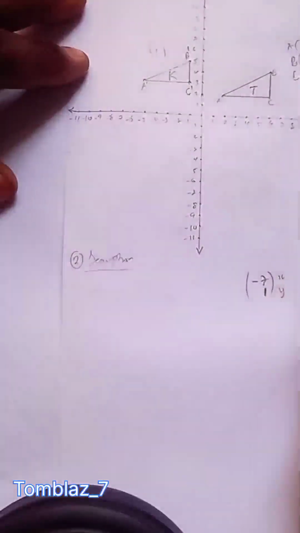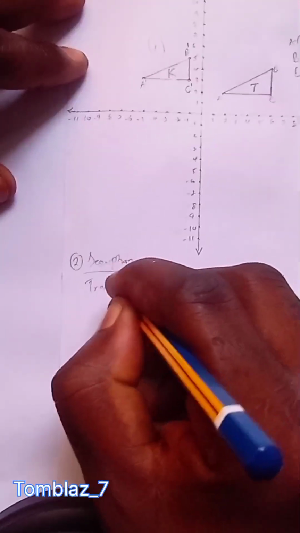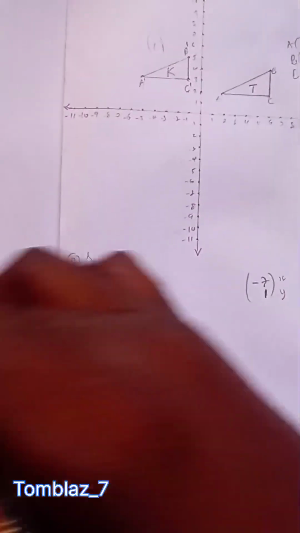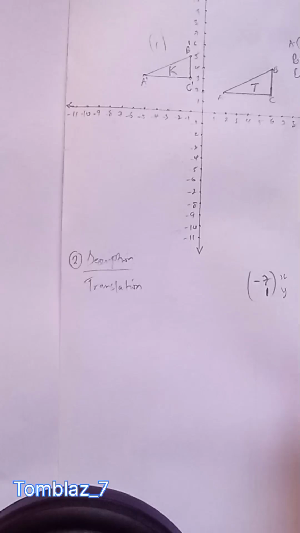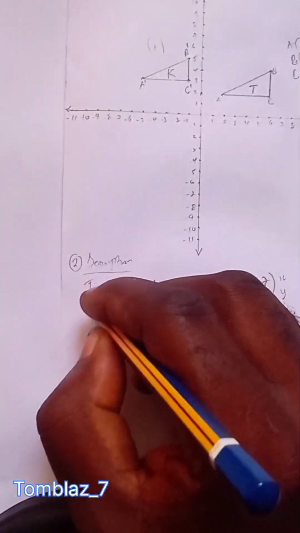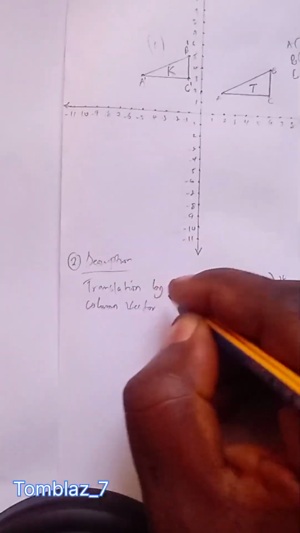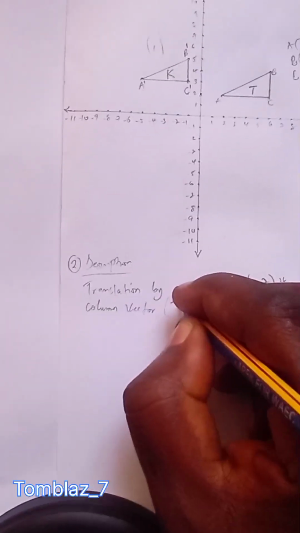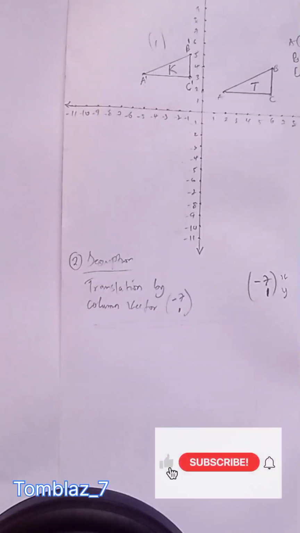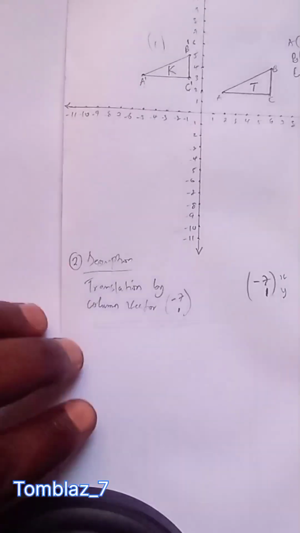All right, so the description is that first, it is a translation. How was the translation made? Translation was made by column vector -7 and 1. That's the description of this translation.